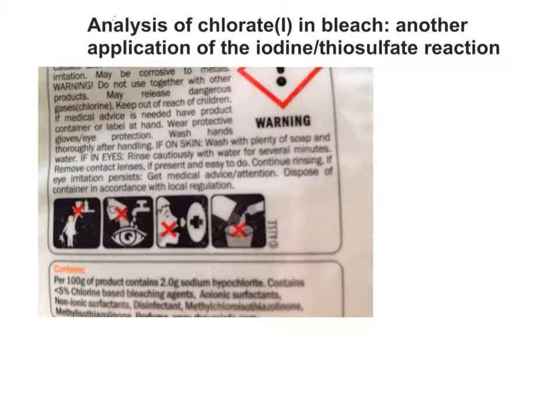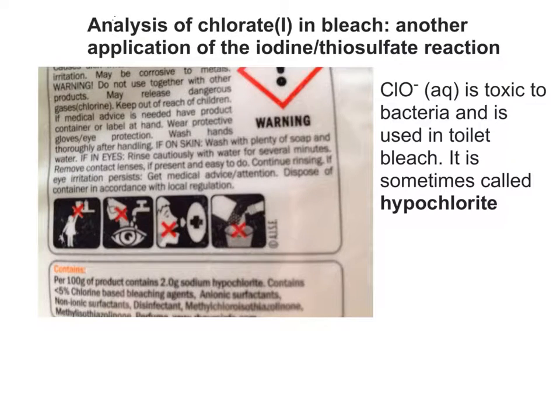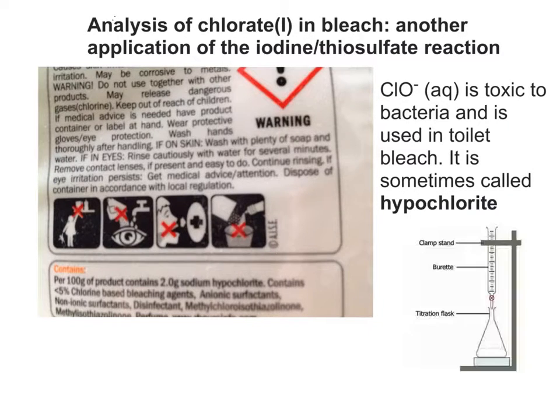of the chlorate(I) ion in bleach. And this ion is very toxic to bacteria and other microorganisms, so it's used in toilet bleach. It's sometimes called hypochlorite, so you can see sodium hypochlorite on the ingredients list on the side of this bleach bottle in the photograph.